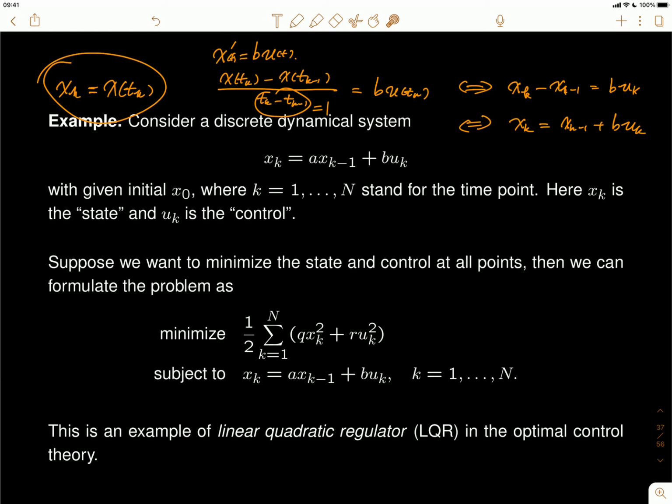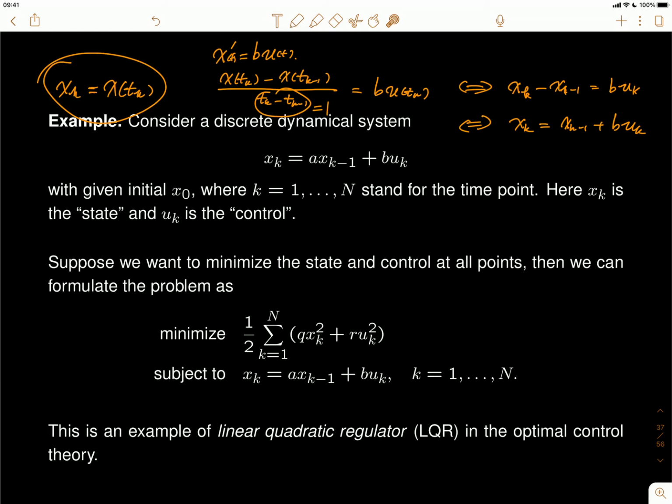And this is the basic form of the so-called linear quadratic regulator, or LQR. If you learn machine learning or optimal control, in those contexts, this is a very standard model for modeling, for example, the movement of a robot or something like that. So this is a very, very famous model in those applications.